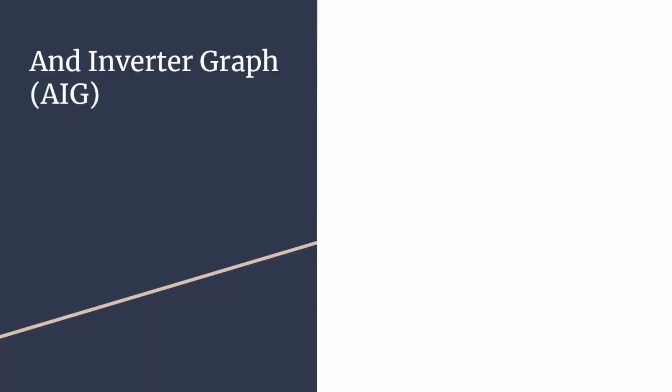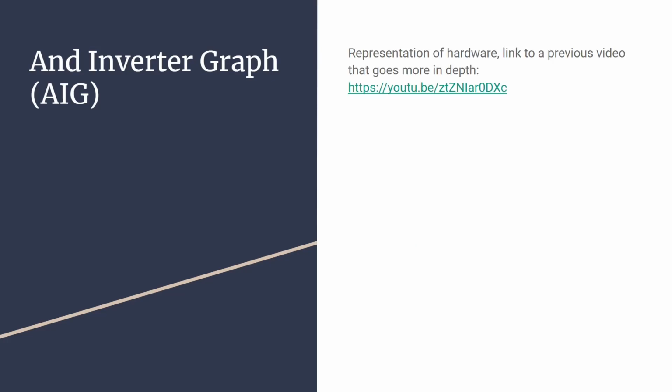Let's get started. First of all, AND inverter graphs. I've made a video about this. I've put in the link here, so you can go and check out what I did there and what an inverter graph is. It's just basically a way to model hardware that uses only AND and NOT gates and latches and the ground and inputs. It's a simple way to represent a circuit. If you want to learn more, I'll put a link in the description, and you can go and see another video that I made about this.